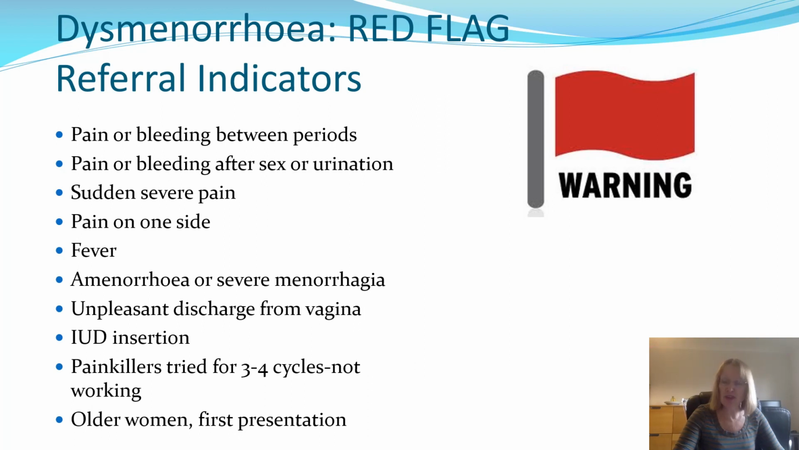Fever, if somebody's got a high temperature, they may well have an infection as well. Amenorrhea or severe menorrhagia, and we're going to talk about menorrhagia next, and that's heavy bleeding. Amenorrhea is when you've got no bleeding, so either of those situations would be something to refer somebody. An unpleasant discharge from the vagina, this might be because somebody's got an infection. IUD insertion. Painkillers that have been tried for 3 or 4 cycles and they're not working, so whatever we've tried over the counter already doesn't work, so then you would want to refer.